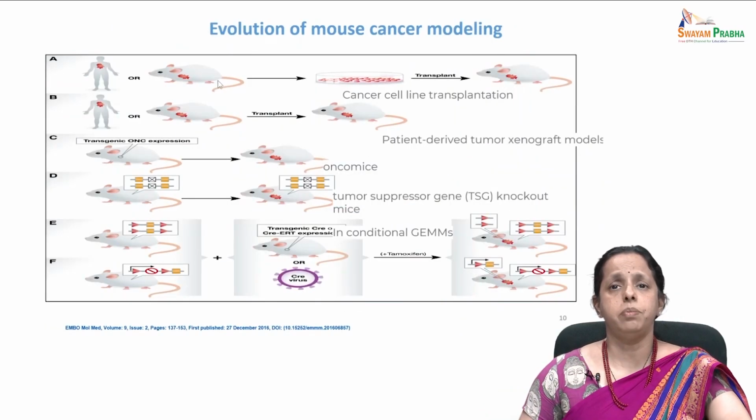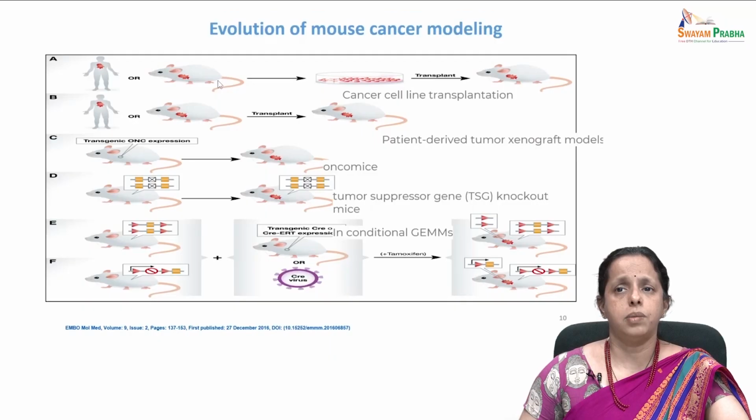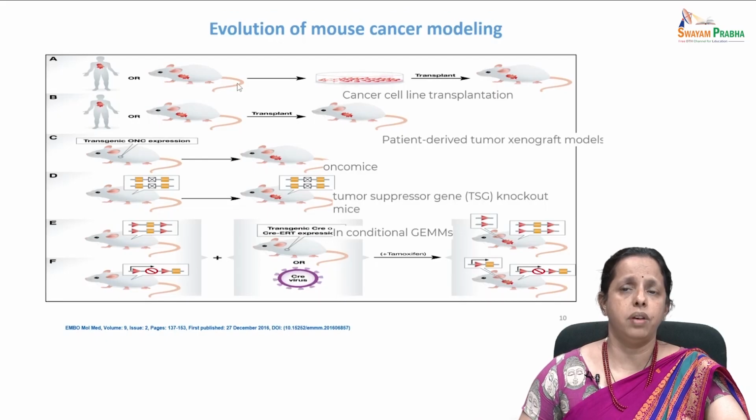models. As mentioned before, cancer cell line transplantations are based on the orthotopic inoculation of the cultured human or mouse cancer cells in immunodeficient or syngeneic mice respectively. The patient derived tumor xenograft models or GEM derived models are based on the direct orthotopic implantation of human or mouse tumor fragments in immunodeficient or syngeneic mice respectively.